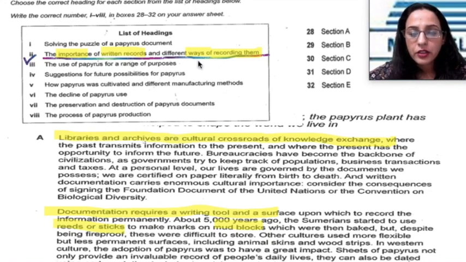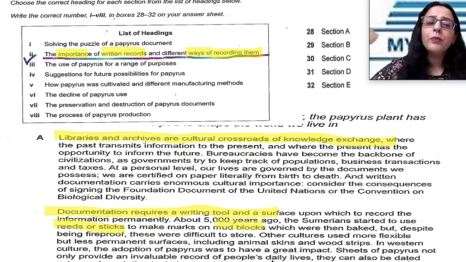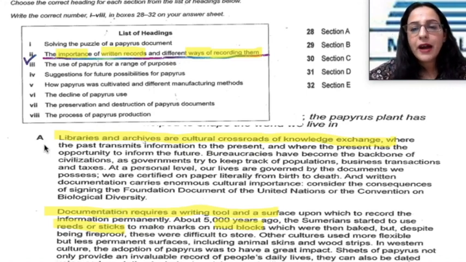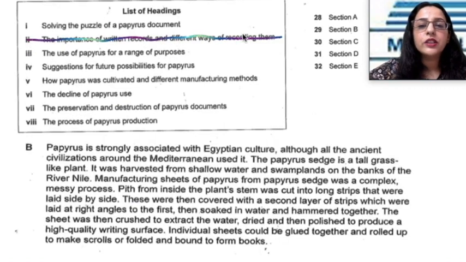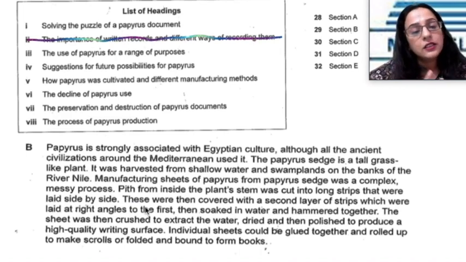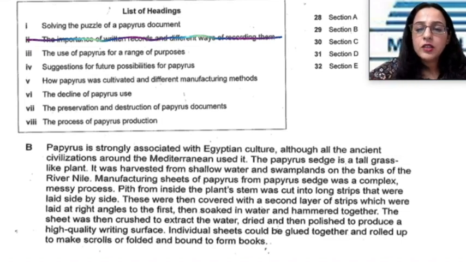Importance of written records. Now, different ways of recording them is there in the second paragraph, which is documentation requires a writing tool and a surface. So this is a way of writing. Then they have mentioned reeds or sticks, then mud blocks, and then animal skins and wood strips and so on. Right, so by all means, you have found the answer for para A as the second one. Now, for the next one, you have to cross out the second since you have already marked it. So now you're left with 7 choices and the rest of the paragraphs. Fine. So again, pause the video, try to find out what can be the possible answer for para B.